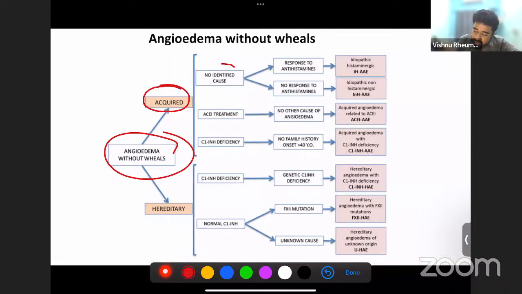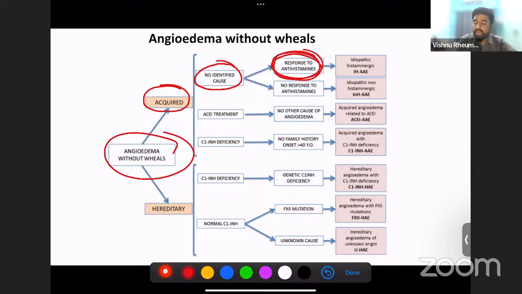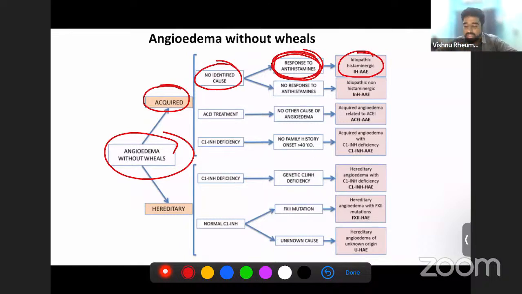In acquired cases, if there is no identified cause, sometimes there may be response to antihistaminics. Usually there is no response to antihistaminics if it is bradykinin mediated angioedema, because there is no histamine involvement. Why will it respond to antihistaminics? But there is a certain condition, idiopathic histaminergic acquired angioedema without wheals, that is usually responsive to antihistaminics. So this basically means that even if there are no wheals, you can give antihistaminics and try. If it doesn't work, then you can say that it is some bradykinin mediated angioedema, but you should usually give antihistaminics and try.